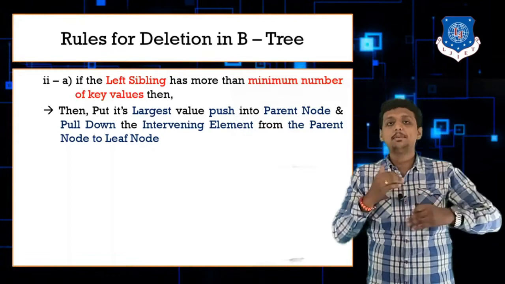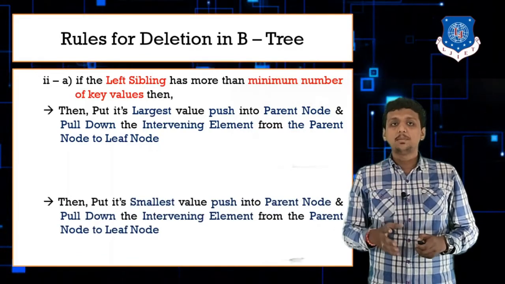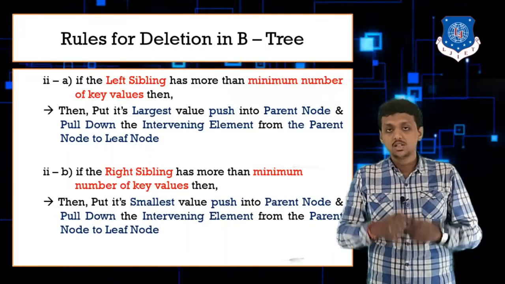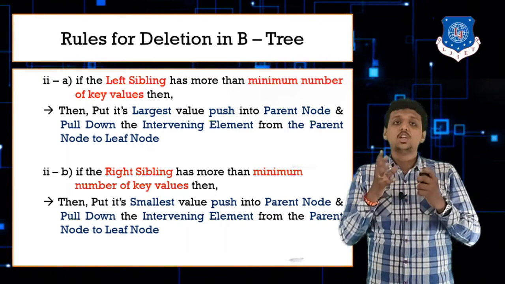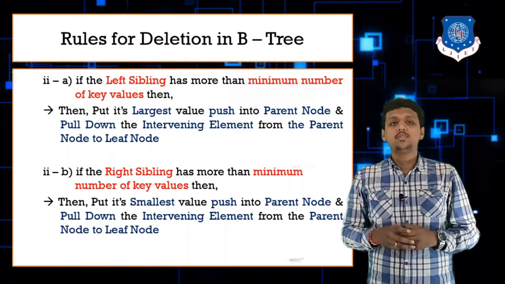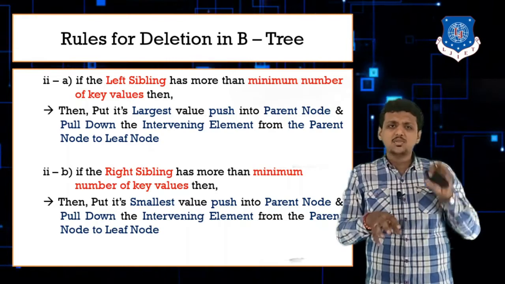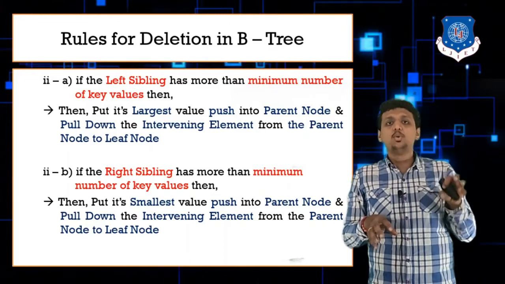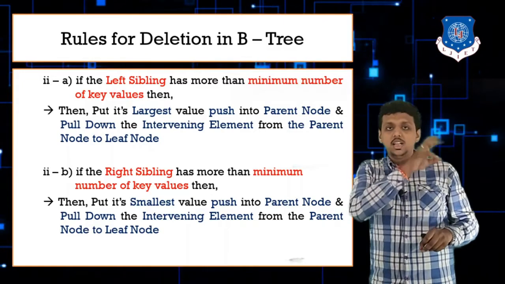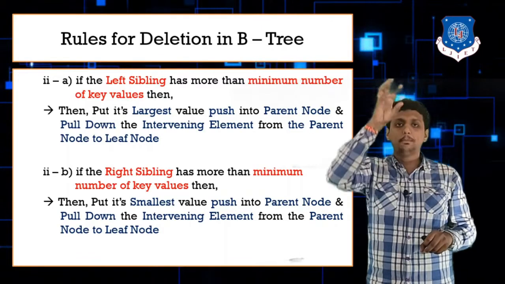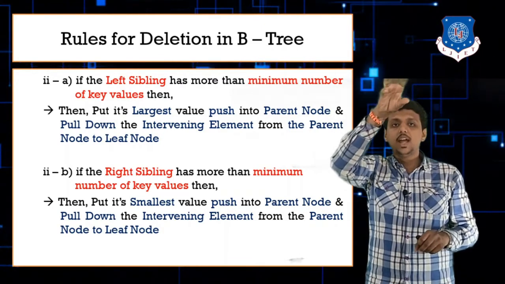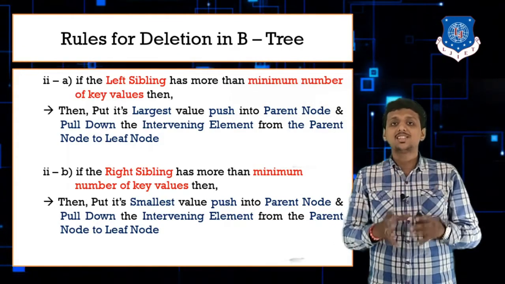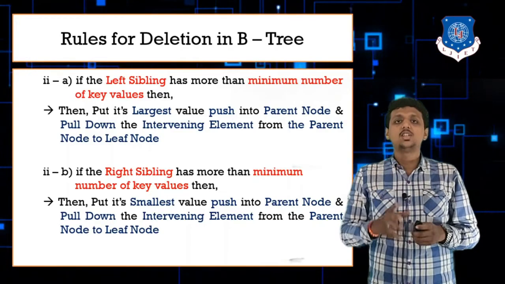Now what happens in the next scenario? Suppose your right sibling has more than the minimum number of key values, then what to do? Take the smallest value from the right sibling and put it into the parent node, then take the intervening value and put it down into the leaf node. Okay, like this you can do the deletion operation.